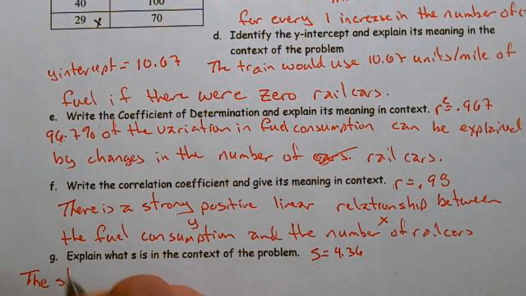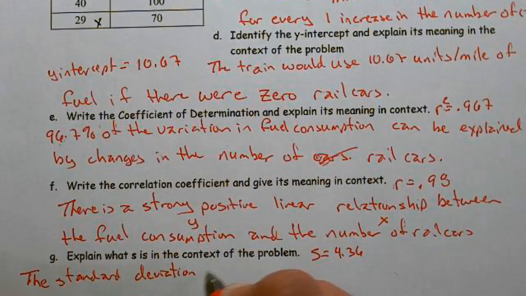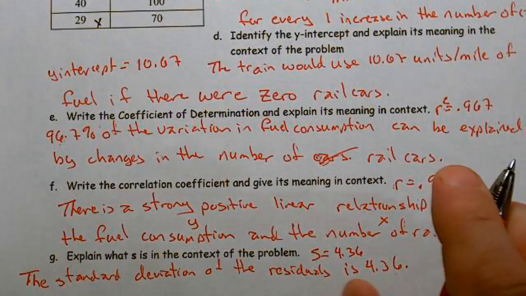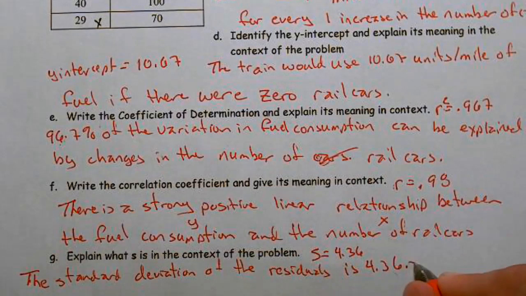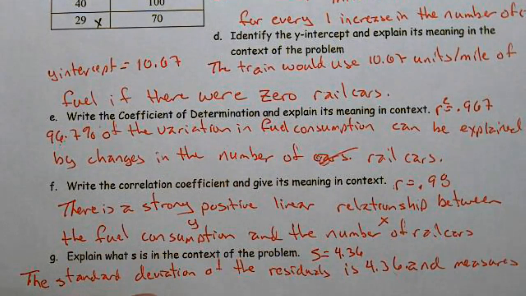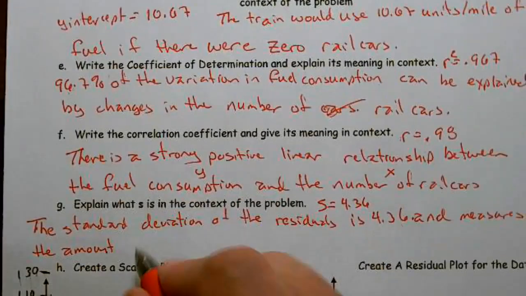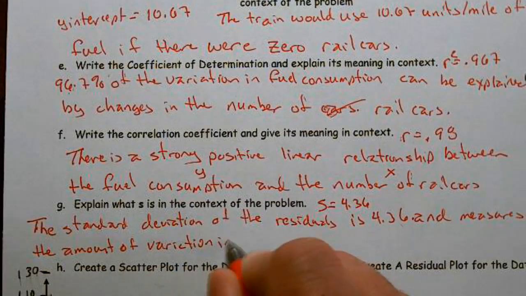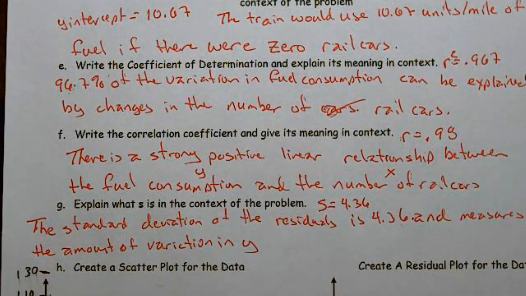The standard deviation of the residuals is 4.36. All right. And so the standard deviation of the residuals measures the amount of variation in Y.